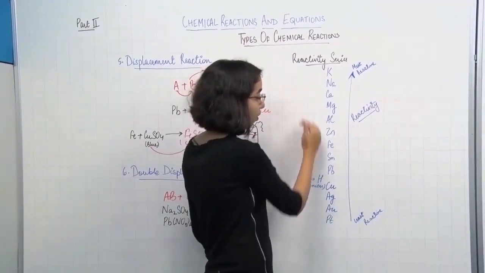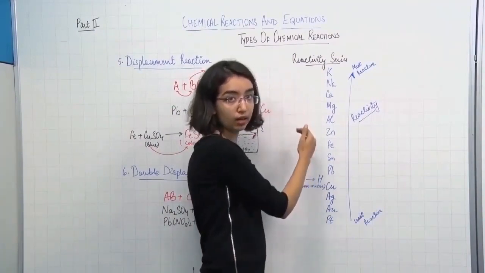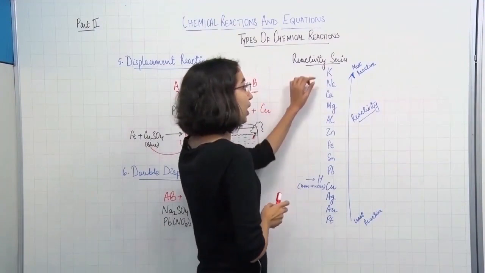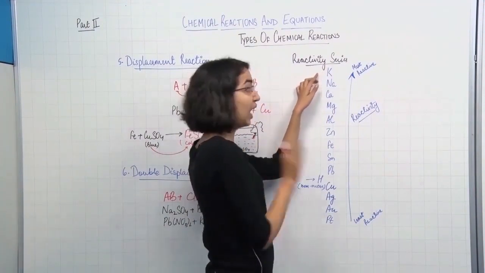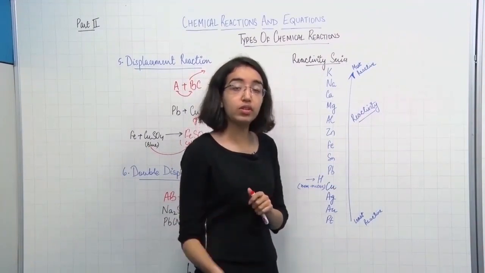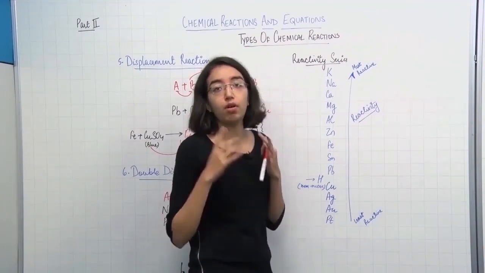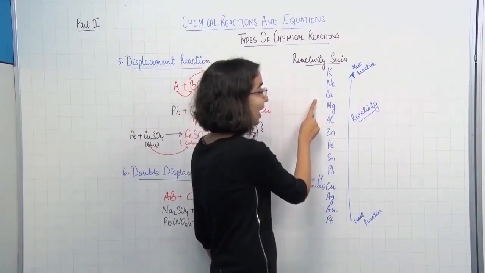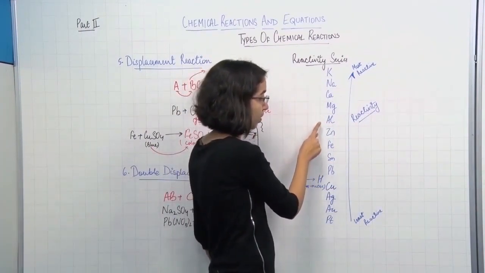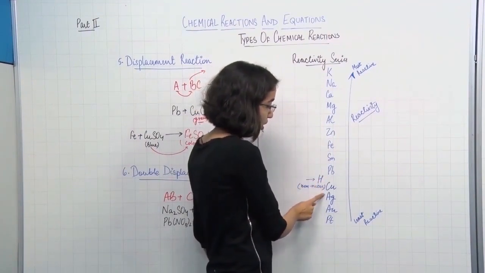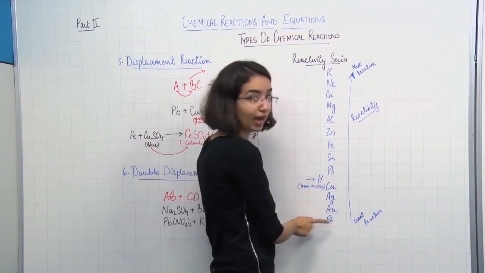An element which is more reactive, which is above in the reactivity series, will be able to displace the elements below it. It starts with potassium. Potassium is highly reactive, so reactive that it is dipped in kerosene and kept in labs, because it reacts with oxygen, it reacts with water and forms new compounds. Next is sodium. Next is calcium, magnesium, aluminium, zinc, iron, tin, lead, copper, silver, gold and platinum.